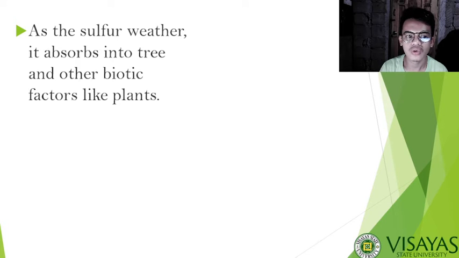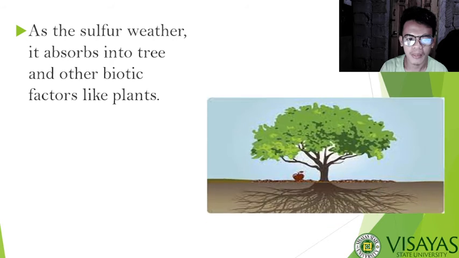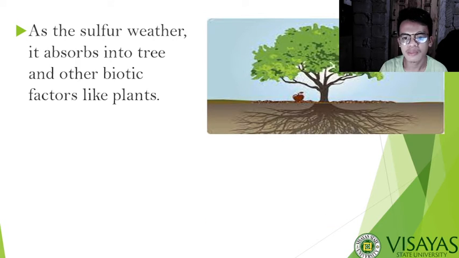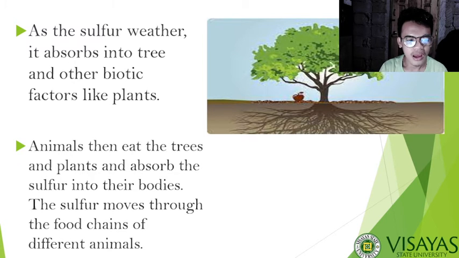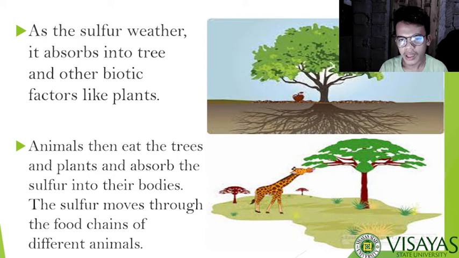For the third stage, after the clouds release the rain, the sulfur is absorbed into trees and other biotic factors like plants. After the rain, the trees absorb the water from the ground. Animals then eat the trees and plants and absorb the sulfur into their bodies. The sulfur moves through the food chain of the different animals.